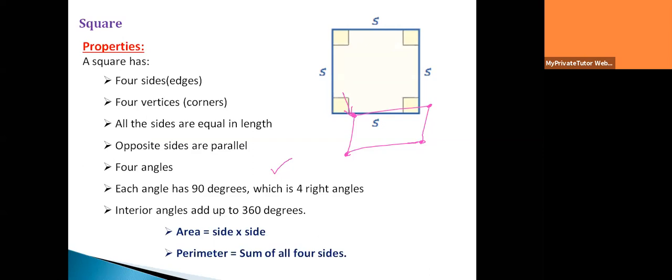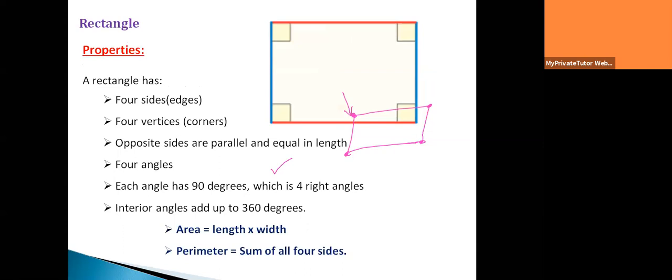And the 4 angles we have: each angle is 90 degrees because each angle is a right angle. And the interior angles add up to 360. How did we get 360? We just learned how to find the sum of interior angles using (n minus 2) times 180. The perimeter is a simple one, and for the area you just need to multiply side and side.